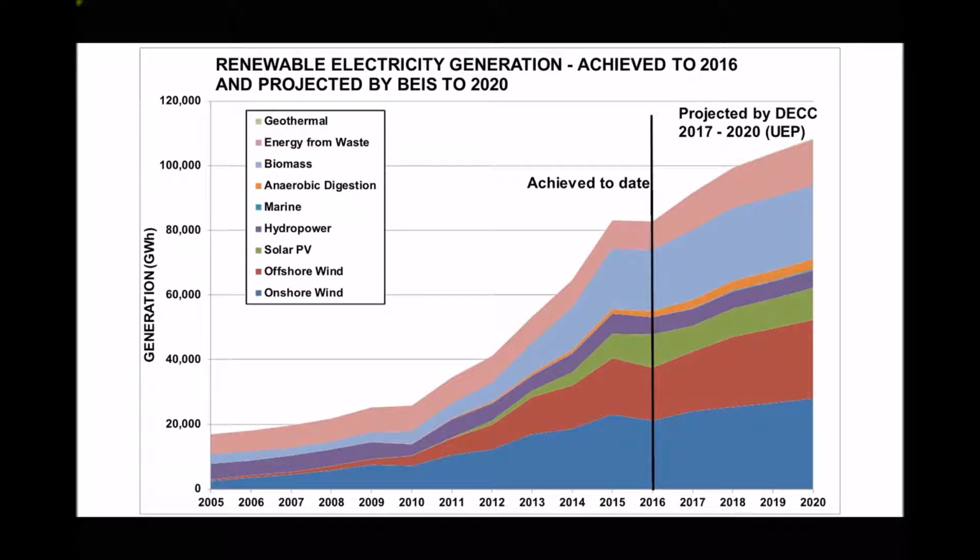Now, without going into too much detail, the reasons behind this is because the UK has a very good wind resource, meaning that it's very windy. And in addition to that, we're an island, so being surrounded by the sea means that we can expand our offshore capacity.